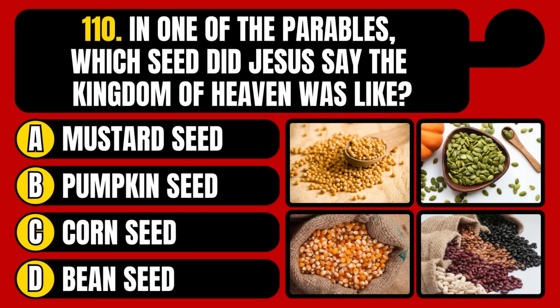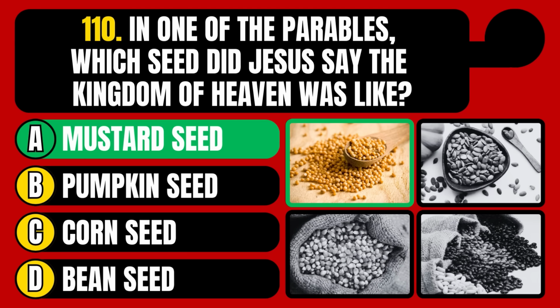In one of the parables, which seed did Jesus say the kingdom of heaven was like? Mustard seed, pumpkin seed, corn seed, or bean seed? The correct answer is option A, mustard seed.